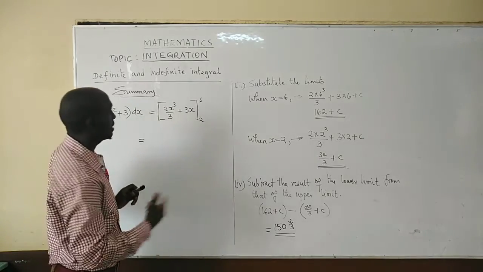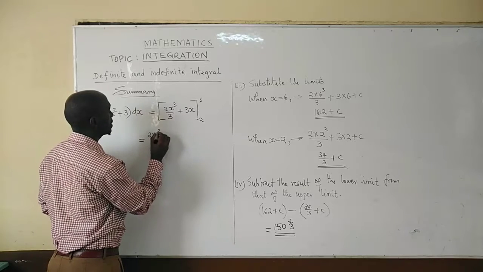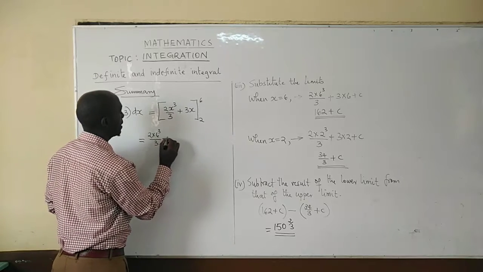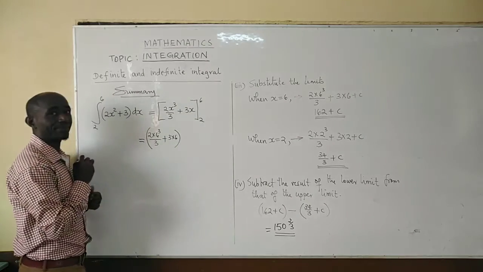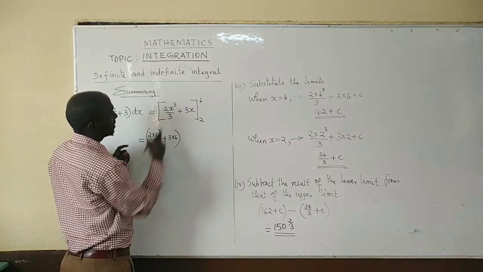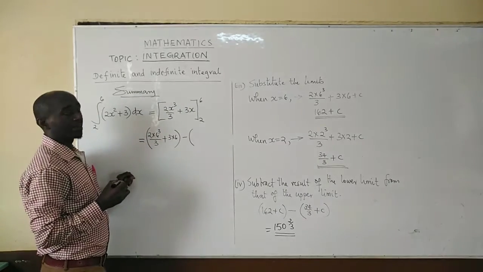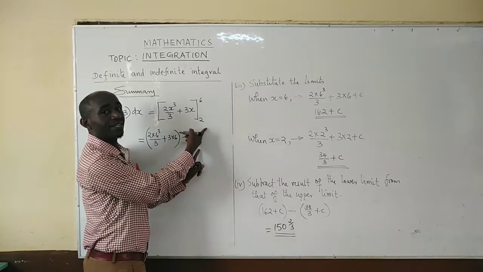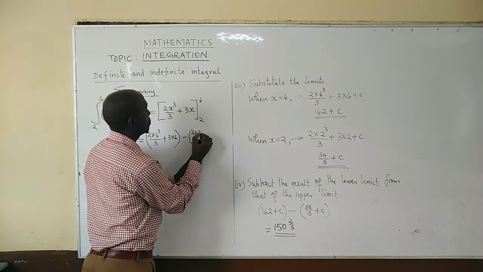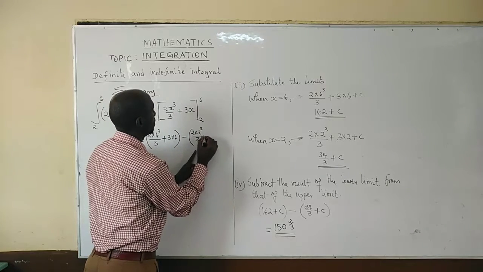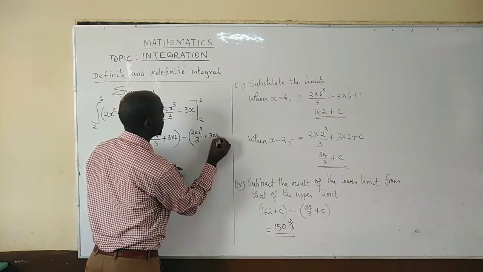Instead of having many steps, we can put 6 here. We will have 2 times 6 cubed over 3 plus 3 times 6. Put that in the first bracket. We have inserted 6 in place of x. Then minus. Here now insert the other limit, the lower limit. Put 2 here. 2 times 2 cubed over 3 plus 3 times 2.